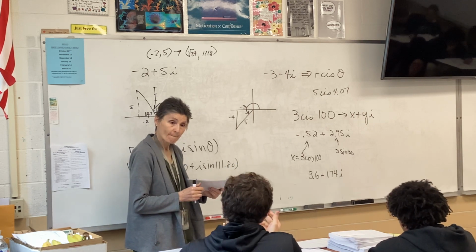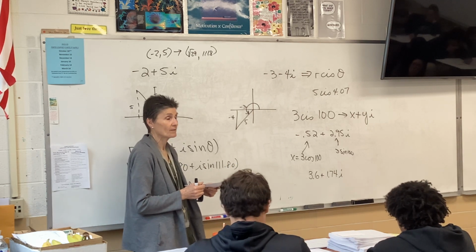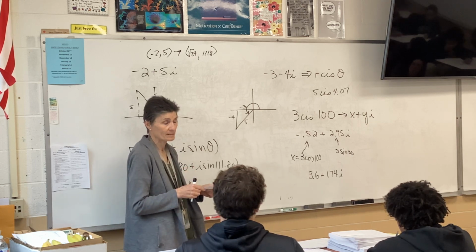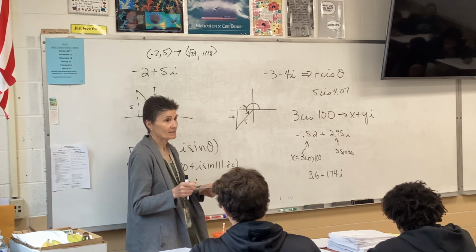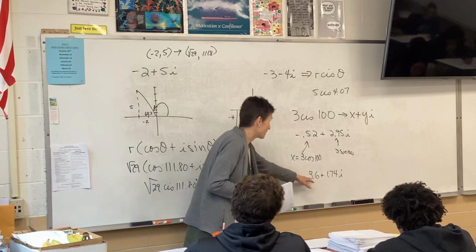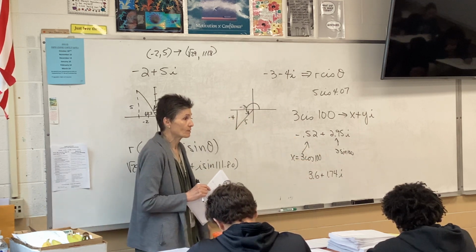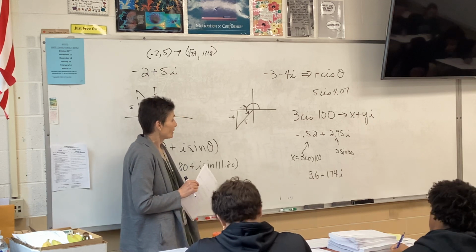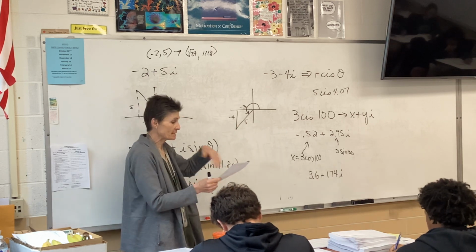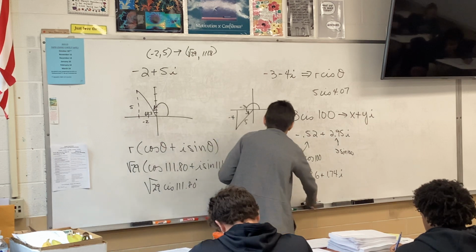The negative answer? Yep, whatever theta is, it's going to be in standard position. Now, pi over 7 is in quadrant 1, which is why both of those came out positive. But 100 is in quadrant 2, so the first one has a negative x. All right, everybody okay with that? Easy peasy.